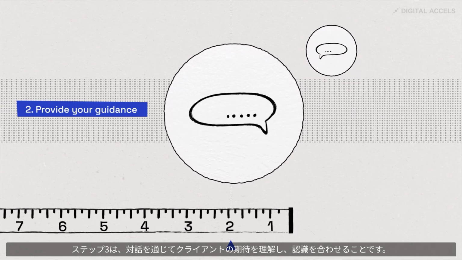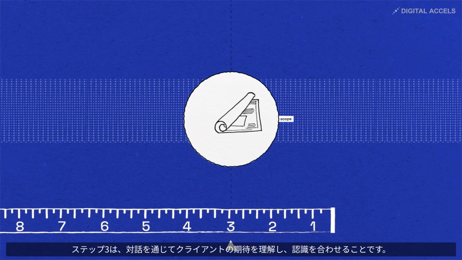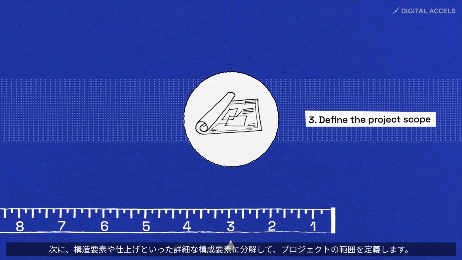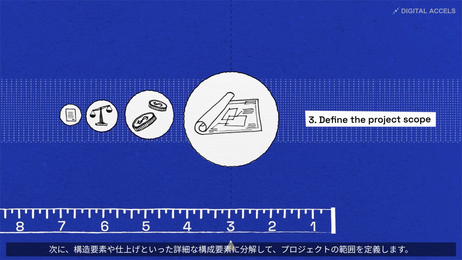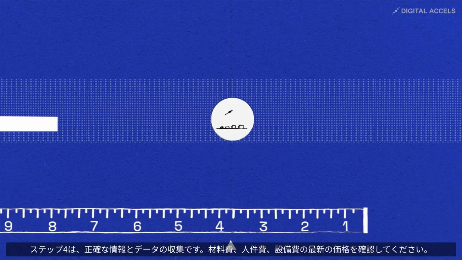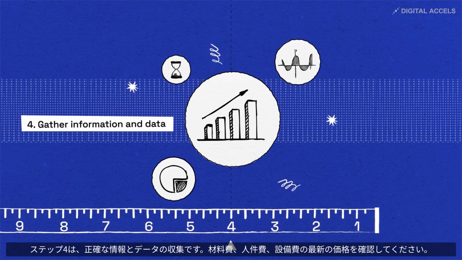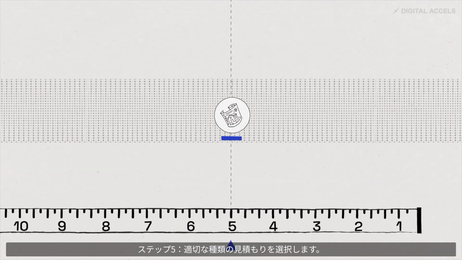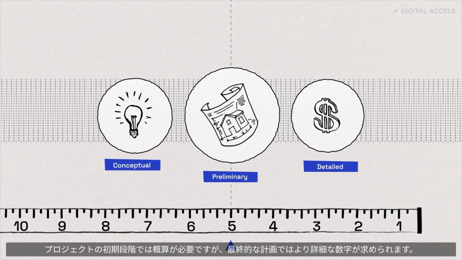The third step is to get on the same page as your client by talking with them to understand their expectations. Then define the project scope by breaking it up into detailed components, like structural elements and finishes. Step 4 is to gather accurate information and data. Get up-to-date prices for materials, labor, and equipment. 5. Select the right type of estimate. Early projects may need a rough figure, while final plans call for more detail.